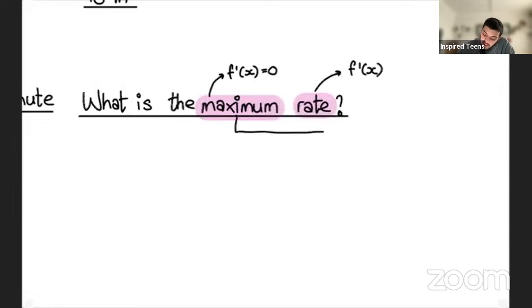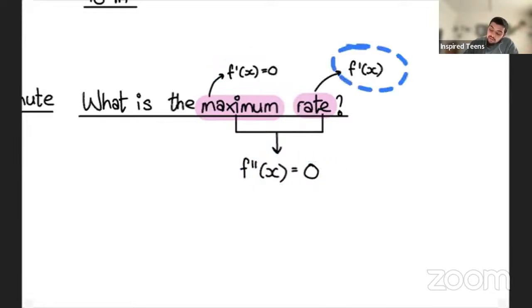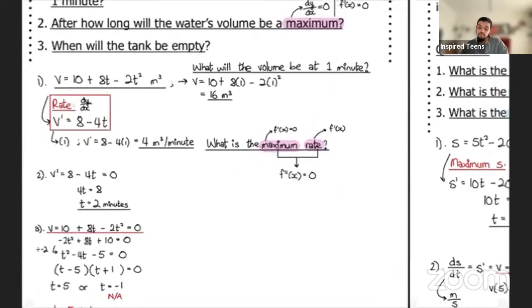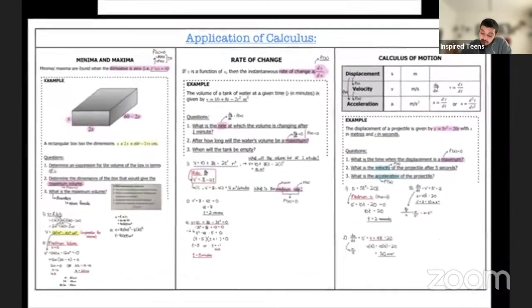So when you have the two combined, what you need to simply do is derive it twice, because here you need to derive and here you need to derive. Maximum rate is always going to be the second derivative, and you have to equate it to 0 because that's how you find maximum. So rate: derive it. Maximum: derive and equate to 0. Maximum rate: derive it twice and equate it to 0. Let's keep that in mind if you're doing any practice questions.